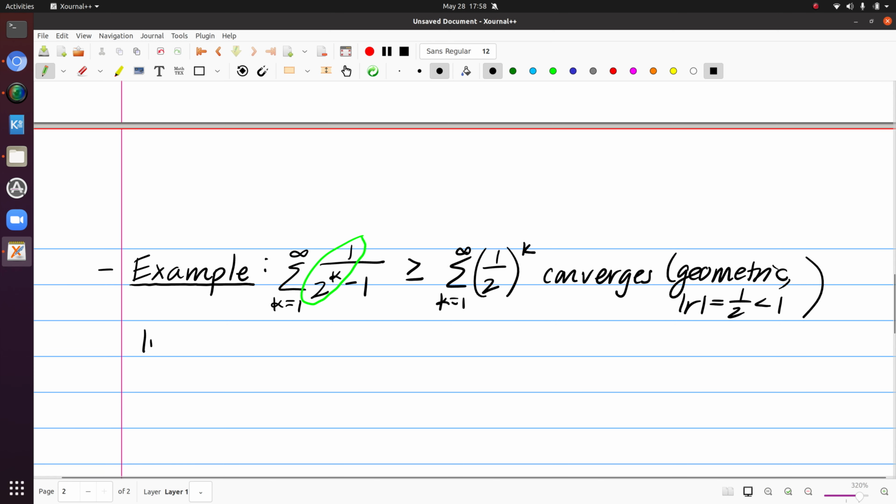So here I'm going to, again, jump into applying the limit comparison test, taking the terms of one of these series and dividing by the terms of the other.